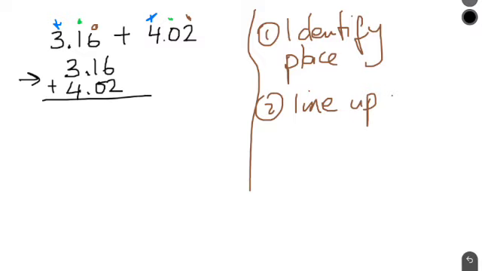Okay, so if we proceed to solve this problem, we start at the most right place, and that would be 6 and 2. 6 plus 2 is 8. We move over to the next place. 1 plus 0 is 1. We bring down the decimal point, and then we solve 4 plus 3 is 7. So the answer to our problem is 7.18.